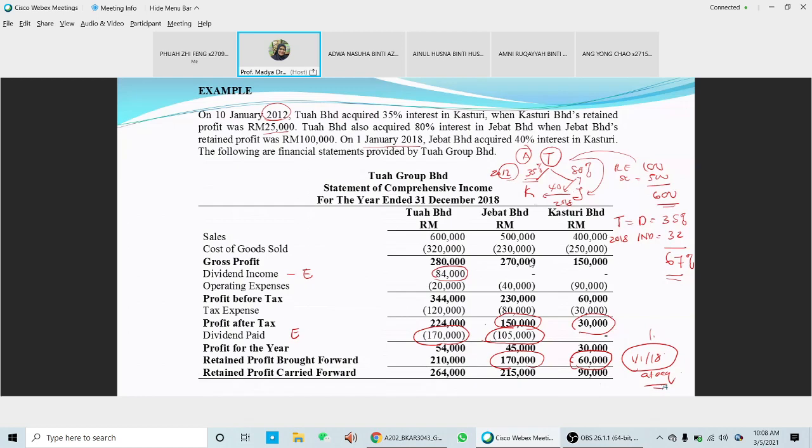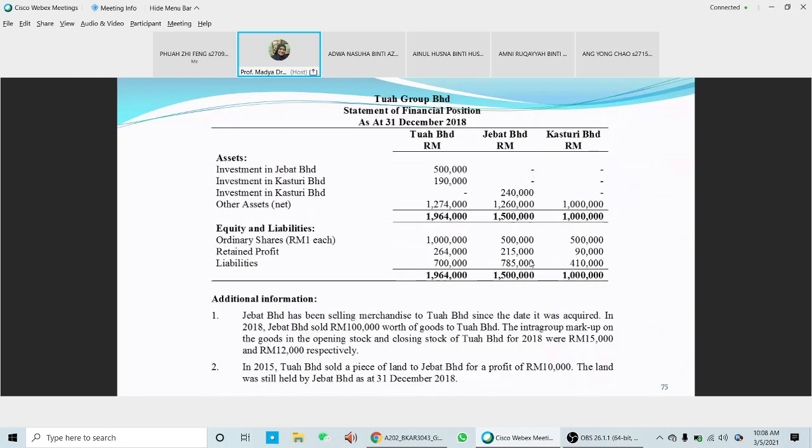Okay. And then you have investment in Jebat here, which is 500. And then investment in Kasturi here is 190. This 190 is 80% for Jebat. And then 190 here is only for 35%. And then 240 here is the investment by Jebat in Kasturi when Jebat acquired 40% interest, which is on 1st of January 2018. Okay, the rest is other assets. Okay, ordinary share 500 here. This one is also 500 RE. This is the information that we have.